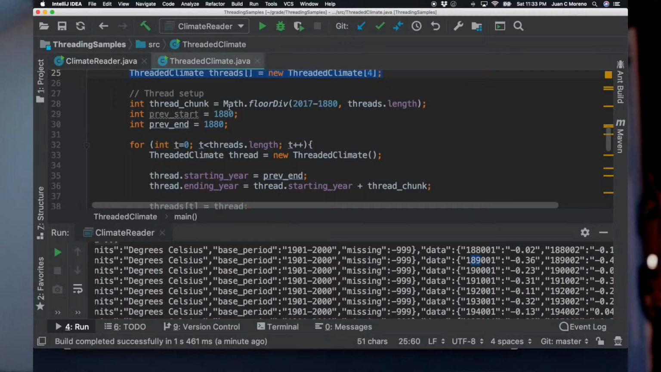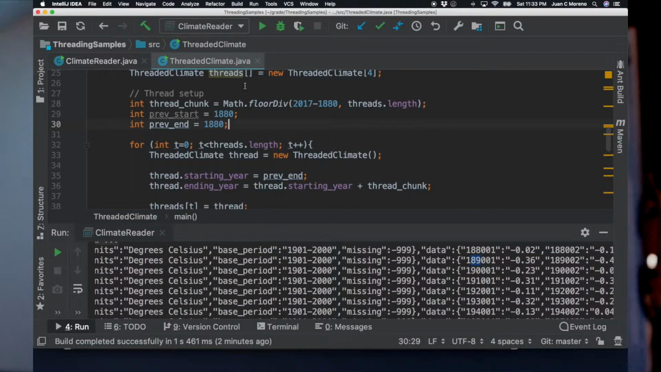So the date range from 1880 to 2017 is divided by the number of threads, and the first portion goes from 1880 to, I think, 1916, if I remember my math. That's the first chunk. Then the second chunk is from 1917, covering 36 years, if I remember the math that I did when I wrote this code, and so on. There are 4 blocks working on smaller date ranges, all at the same time.